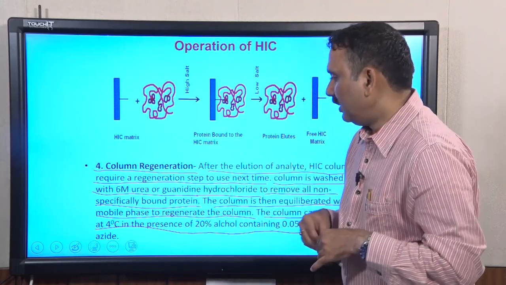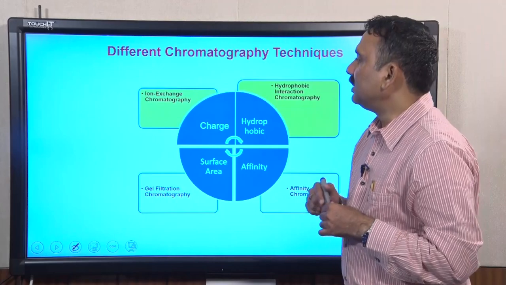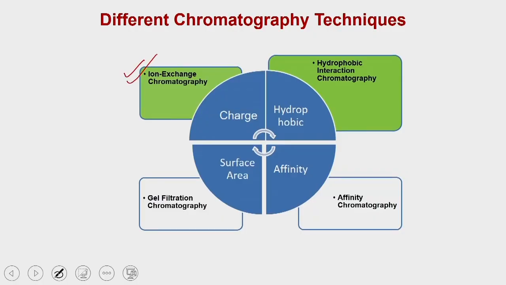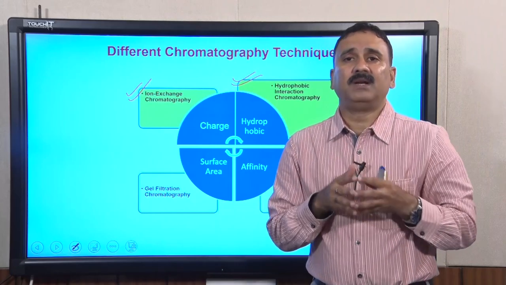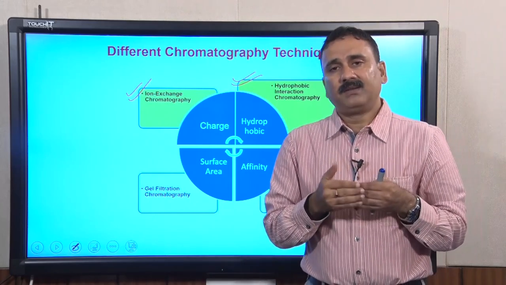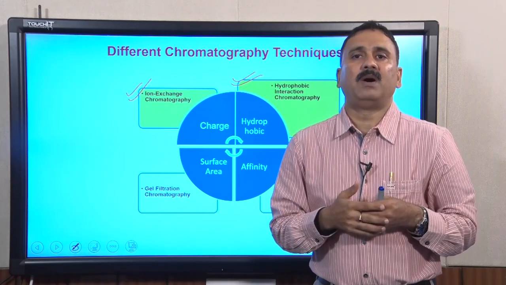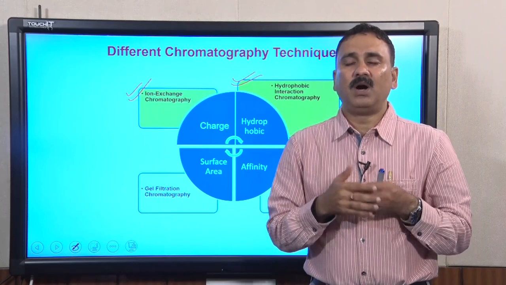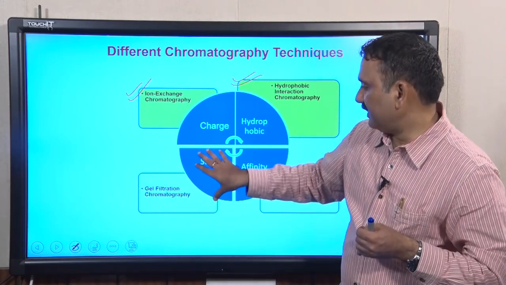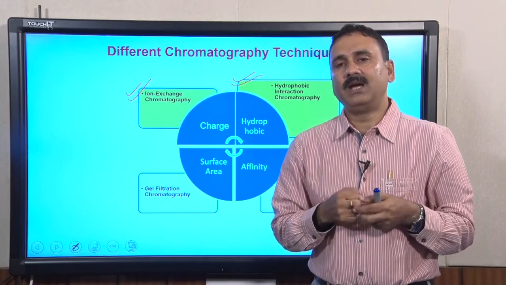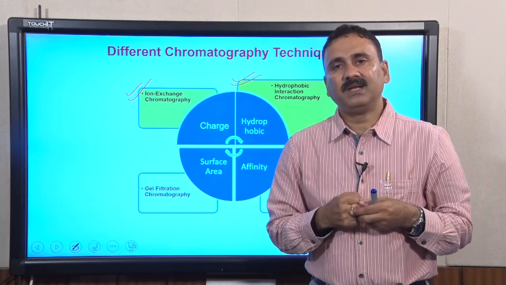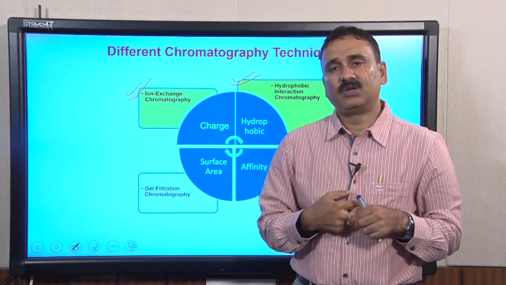So, the combination of alcohol and azide is going to protect your column from bacterial contamination or bacterial growth. So, this is all about the two chromatography techniques, the ion exchange chromatography and the hydrophobic interaction chromatography, which we have discussed. Both of these techniques utilize the charged groups or the hydrophobic patches present on the protein surface. And in our subsequent lecture, we are going to talk about the chromatography which works on the principle of the surface area or the molecular size of the protein. So, with this I would like to conclude our lecture here, and in the next lecture we are going to discuss the gel filtration chromatography. Thank you.